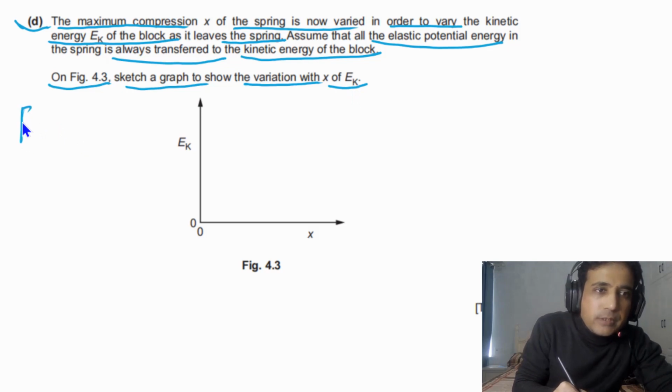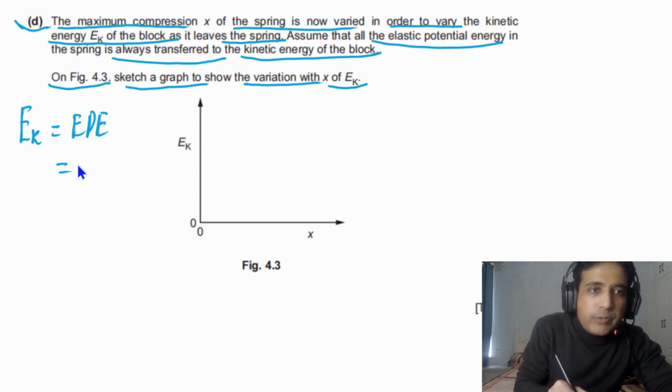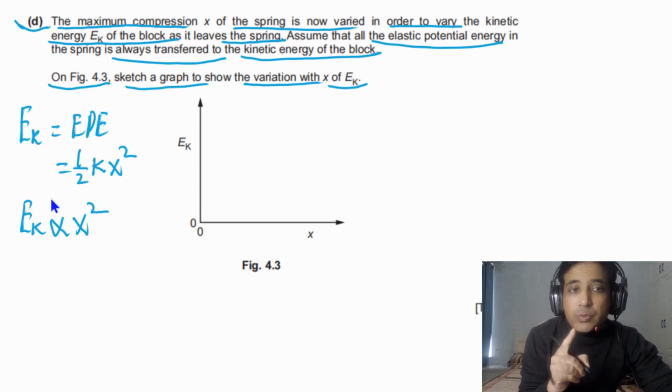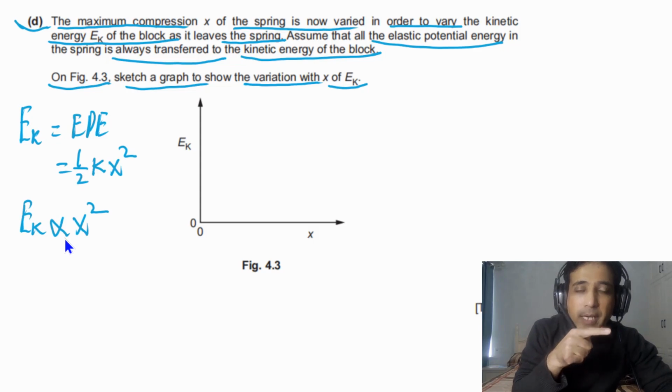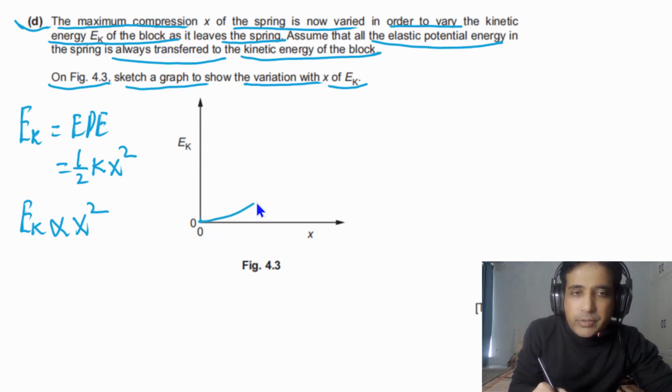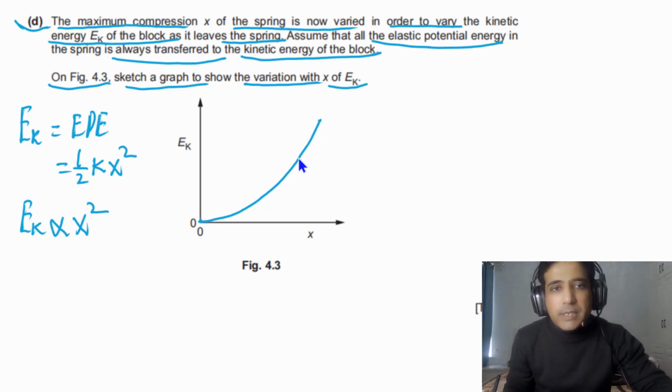In this question, it is given to us that Ek is equal to EPE. So we can write down EPE in terms of x. EPE is equal to 1/2 kx squared. So we can simply say, in this case, Ek is directly proportional to x squared because k is constant and 1/2 is constant. So simply the shape of the graph has to be parabolic with increasing gradient. So when x is equal to 0, Ek is also equal to 0. So gradient has to increase because it has to be parabolic. So this is how you need to sketch. If you sketch like this, you will get 1 mark because this question has only 1 mark.